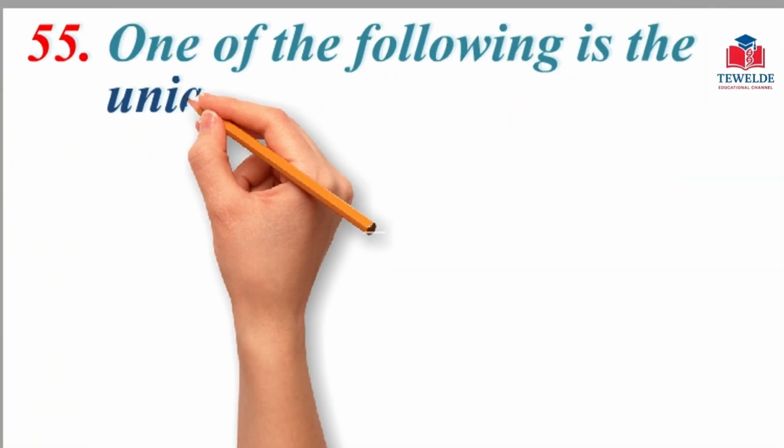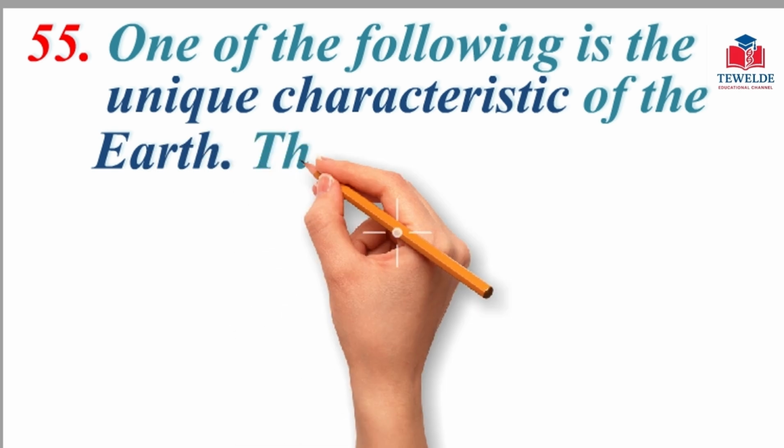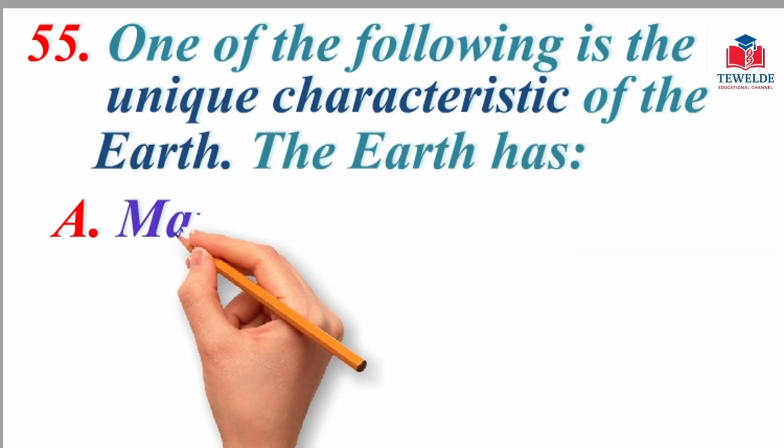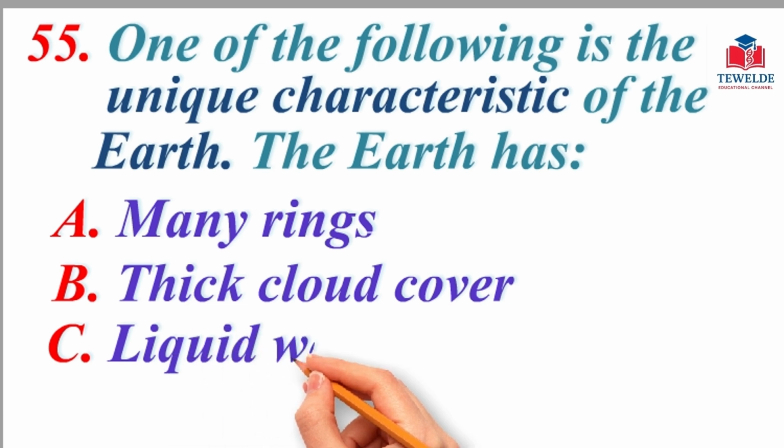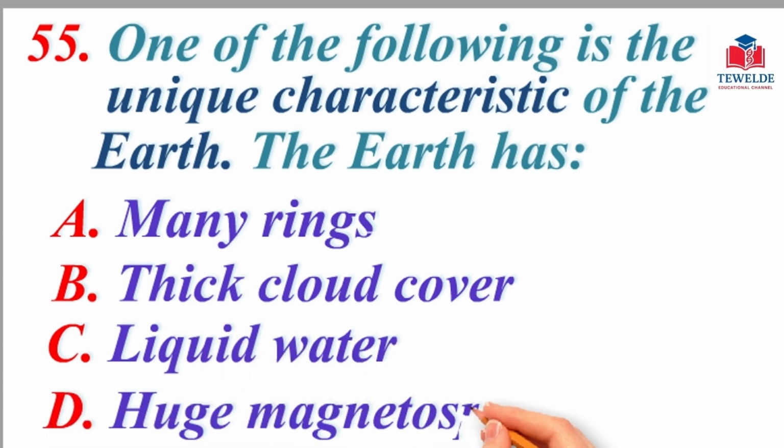Question number 55. One of the following is the unique characteristic of the Earth. The Earth has A. Many rings, B. Thick cloud cover, C. Liquid water, D. Huge magnetosphere.